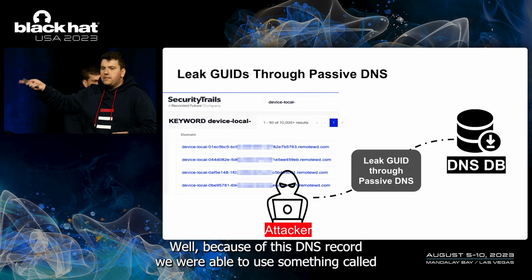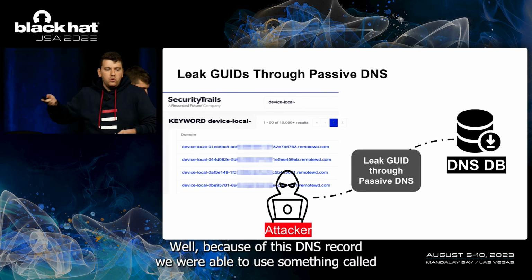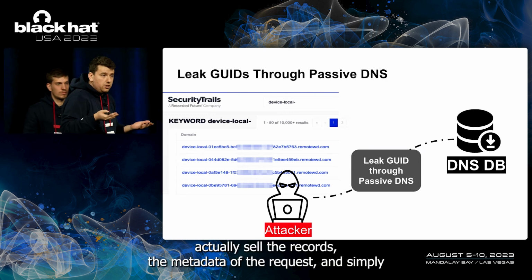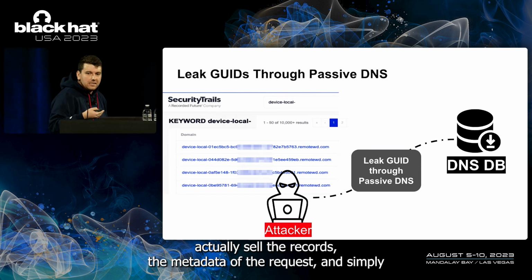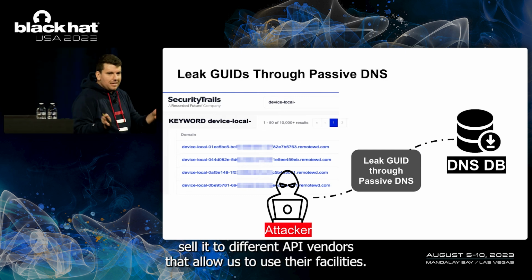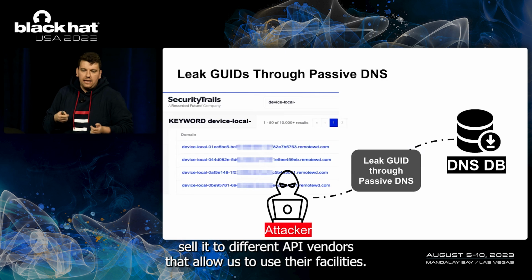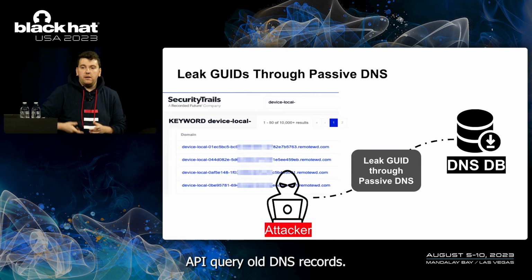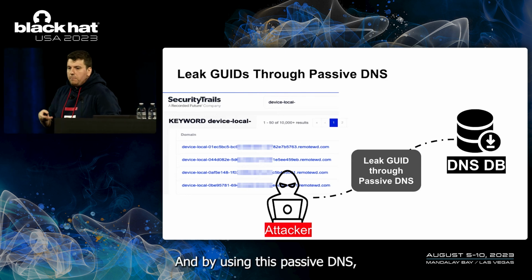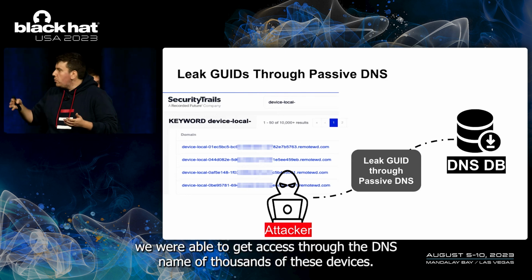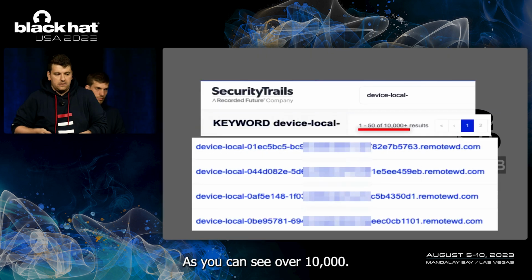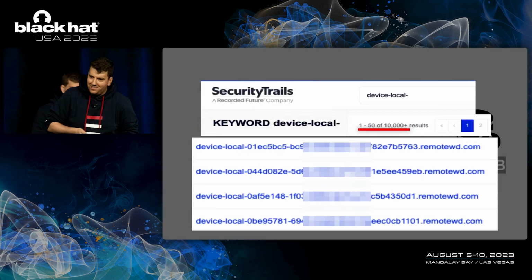Well, because of this DNS record, we were able to use something called passive DNS. You see, some DNS servers actually sell the records, the metadata of the requests, to different API vendors that allow us to use their servers' API to query all DNS records. And by using this passive DNS, we were able to get access to the DNS names of thousands of different devices. As you can see, over 10,000.